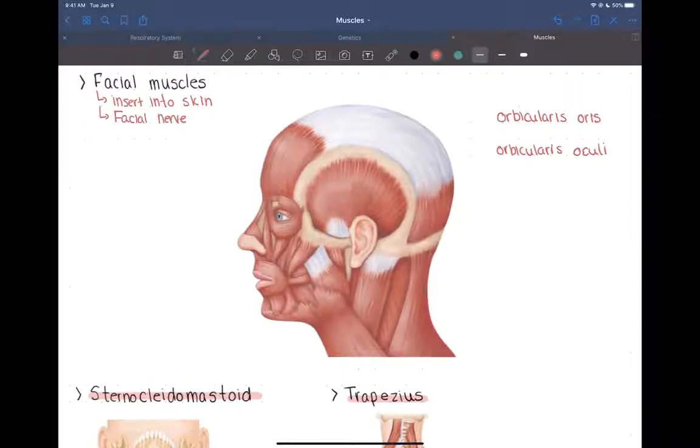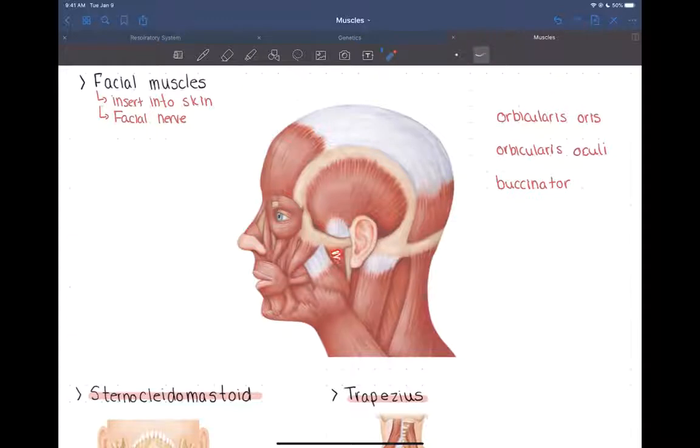And then we have the buccinator muscle. That's actually going to be an internal muscle. You can see it on this picture. It would be kind of in here, like behind here. So it's internal because if you go from the inside of your mouth, it's the muscle you can touch with your tongue on your cheek. It's that muscle.